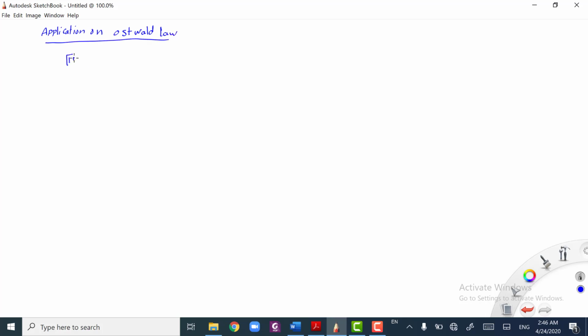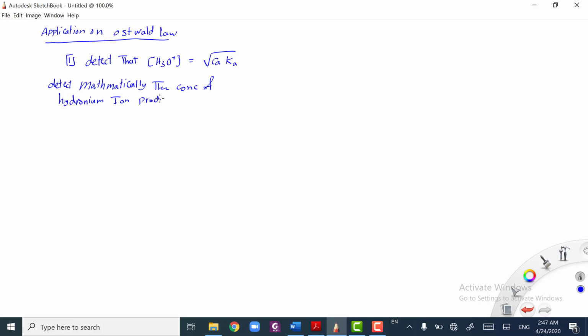Number 1, derive that the hydronium ion concentration equals the root of Ka multiplied by Ca, or derive mathematically the concentration of hydronium ion produced from the dissociation of acetic acid.